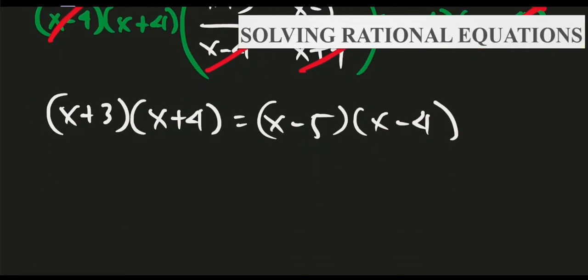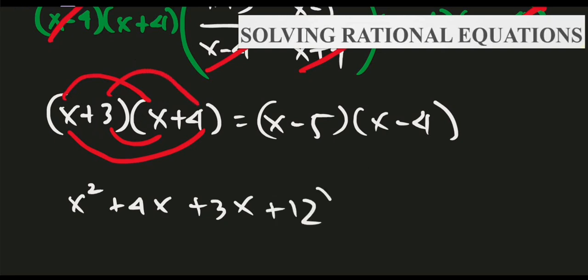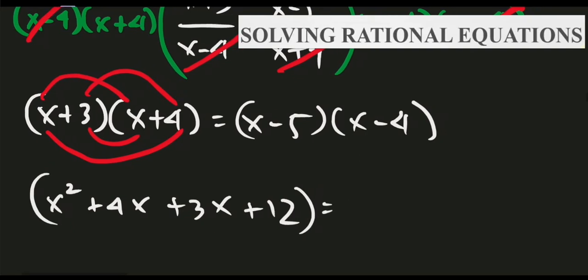Now, to solve this one, just apply the FOIL method. It looks like we need to multiply two sets of binomials. Let's multiply this set of binomials. We have this first, so x times x, the answer is x squared. So x times 4, that is 4x. Next is 3 times x, that is 3x. And we have 3 times 4, which is equals to 12. So plus 12.